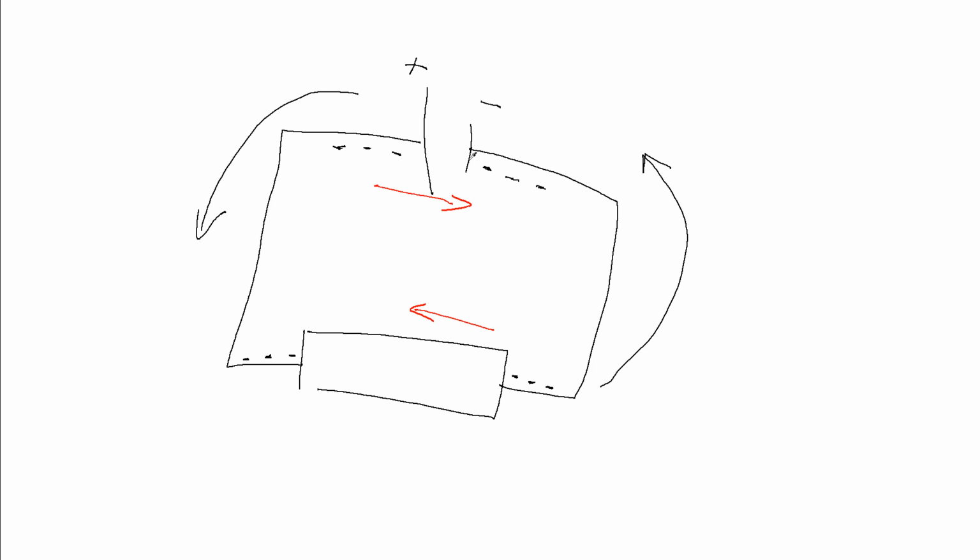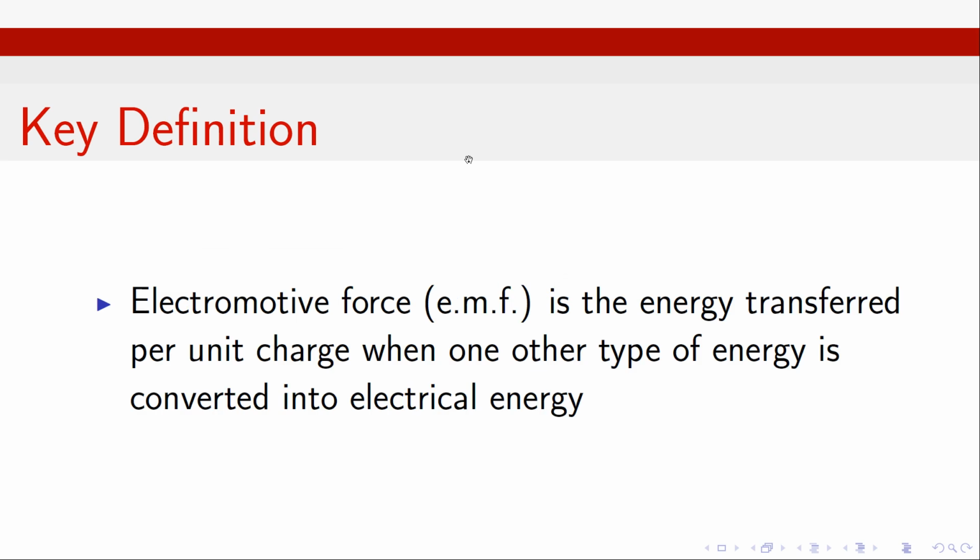And this allows us to go back and have a look at these definitions. So the first one, this E.M.F, stands for electromotive force, and this is when we're putting energy into the circuit. We define electromotive force as the energy transferred per unit charge, so we were saying joules per coulomb, energy per charge, energy transferred per unit charge when one other type of energy is converted into electrical energy. So we're going from some other type of energy into the electrical energy. We're putting energy into the circuit.